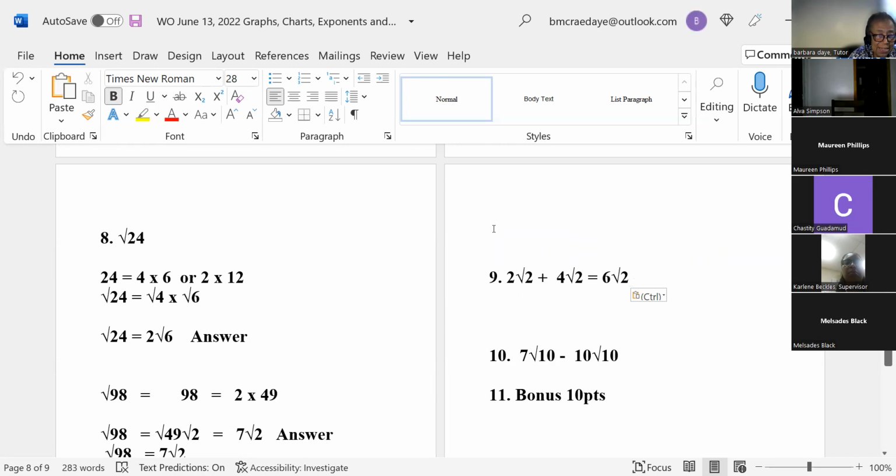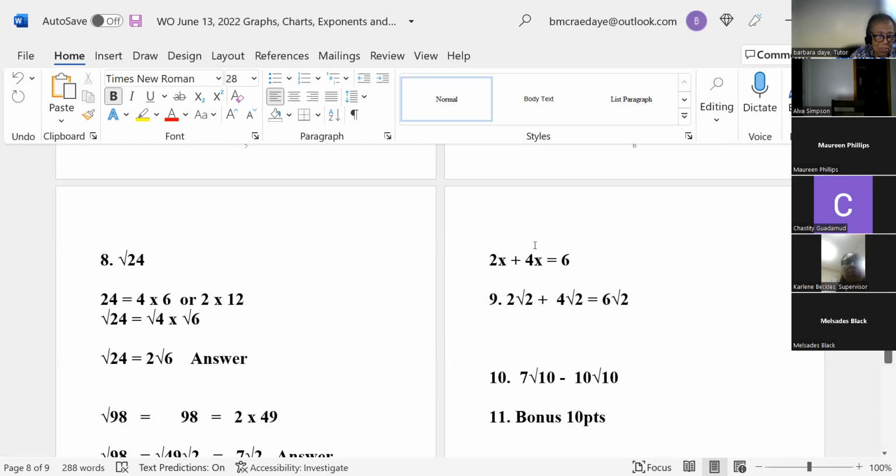So that's like if you said 2x plus 4x. What would that be equal to, Alba? That would be 6 also. 6 what? 2x plus 4x would be equal to what? 2x plus 4x would be equal to the radical. No, I'm not talking radicals here. I'm just talking variables. 2x plus 4x.